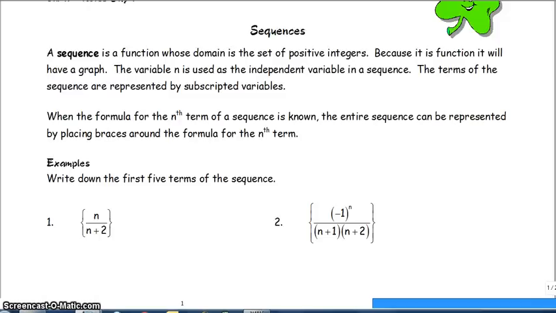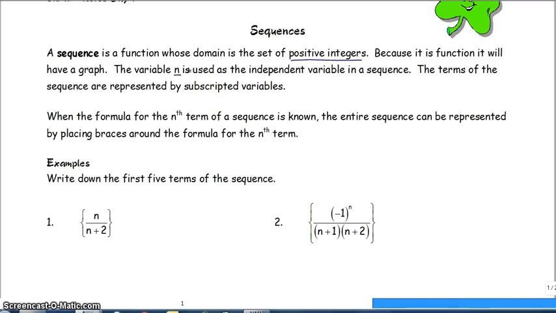In Chapter 11, we're going to talk about sequences and series. So today we'll start with sequences. Now, a sequence is a function. Its domain is a set of positive integers. Now, that's important information. It tells us what our input will be. And the variable that we use for our independent variable is n.